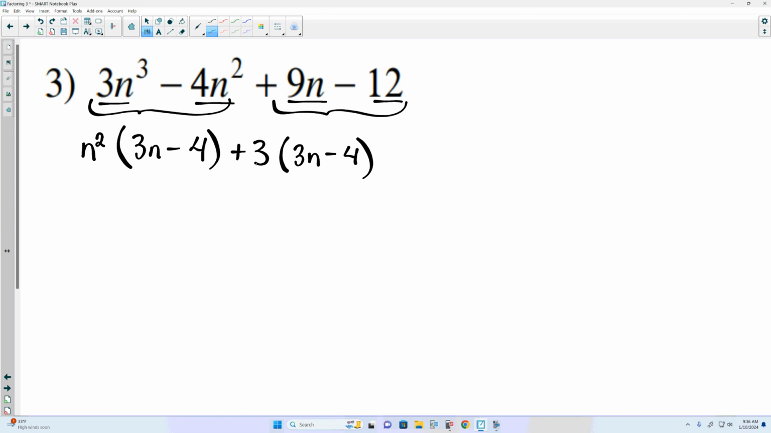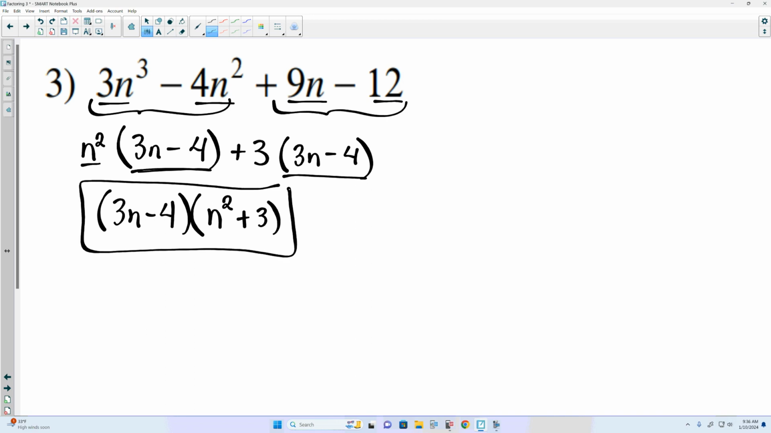So we good with this step here. Now, 3n minus 4 is in common with both, so we can factor it out. And if we factor it out, we're left with our n squared plus 3. And that's it. Questions on this here?